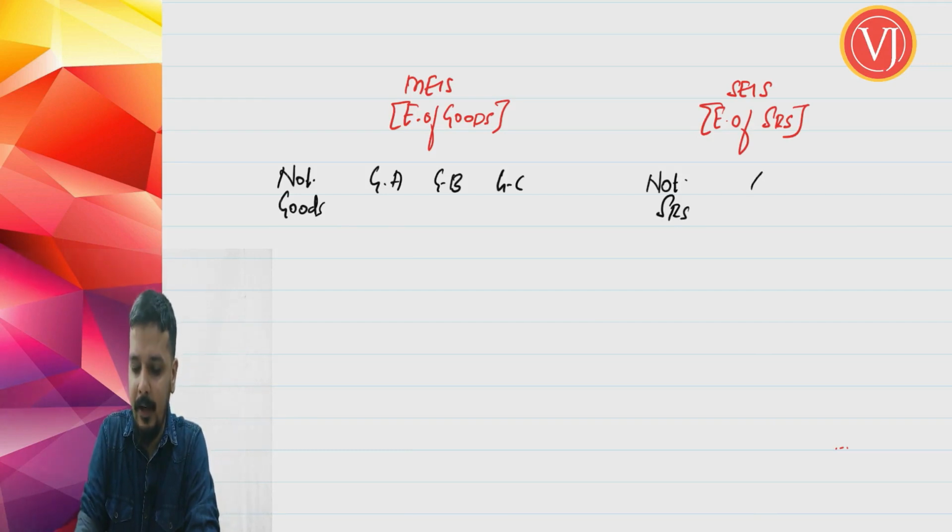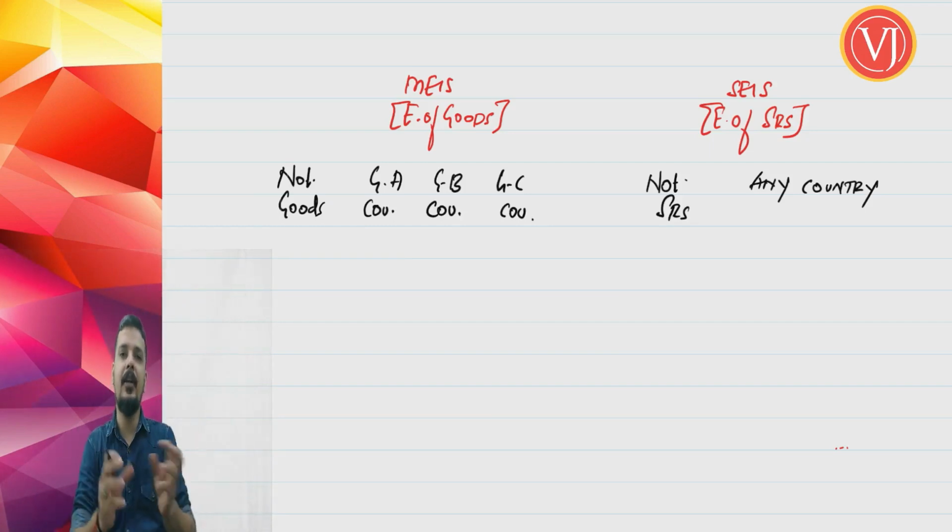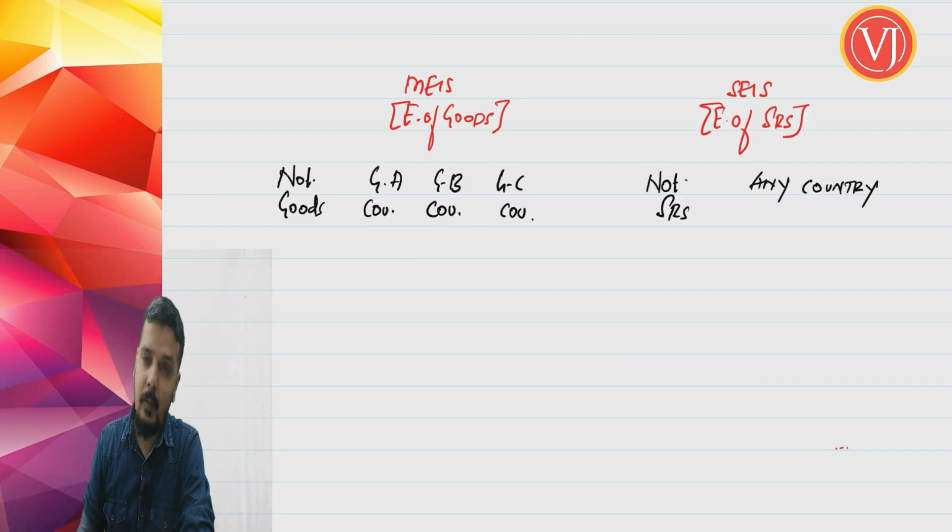So that will be only one column, to any country. Here it will be Group A country or Group B country or Group C country, and each of the items will have a different percentage when it is given to Group A country or Group B country or Group C country, right? So that is one point.